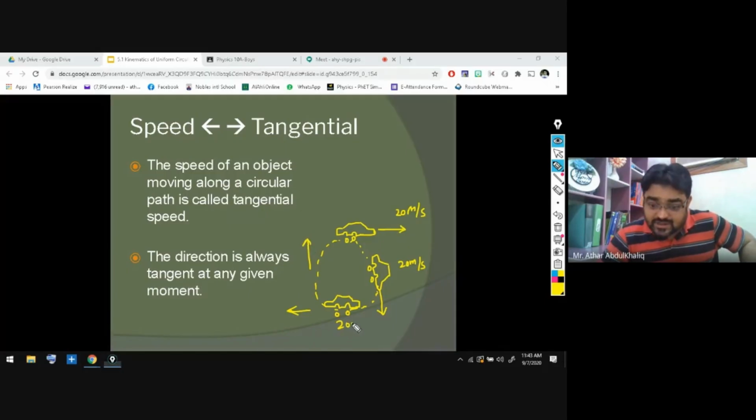Is the speed changing? I didn't change the speed. I keep the speed the same. But at every point, every instant, you can see its direction is changing. Where is the direction of the car at this point? Even though it was in circular motion, it was rotation. It was revolving around this point.